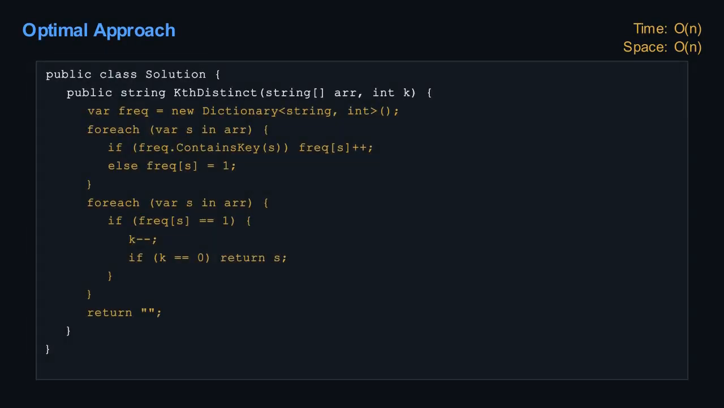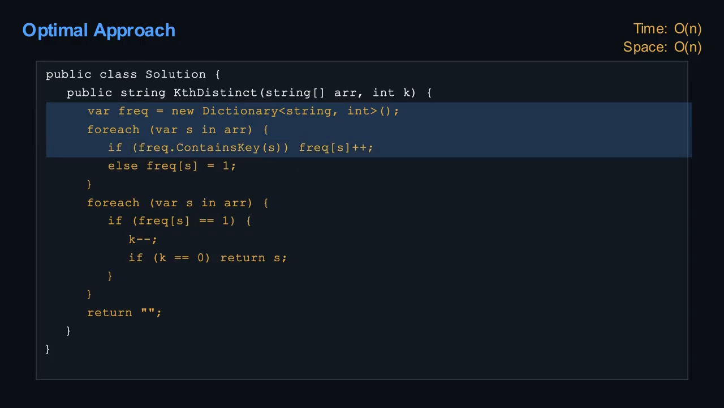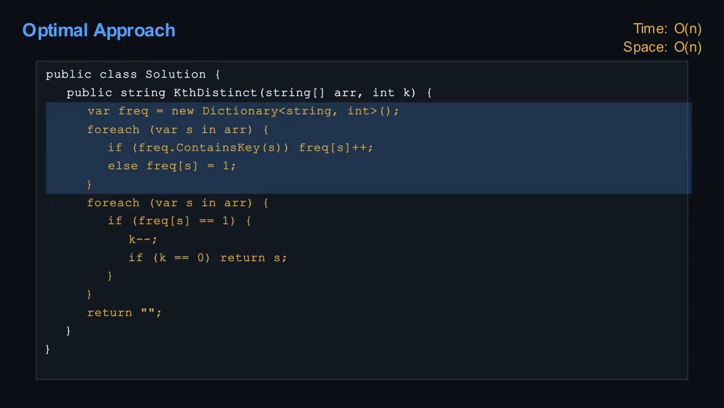The key insight here is to avoid repeated scans for distinctness. We can pre-process the array to count string frequencies. A HashMap or dictionary is perfect for this. In our first pass, we iterate through the input array and populate our frequency map, mapping each string to its occurrence count. If a string is already in the map, we increment its count, otherwise, we add it with a count of 1. After this pass, our map holds the exact frequency for every string.